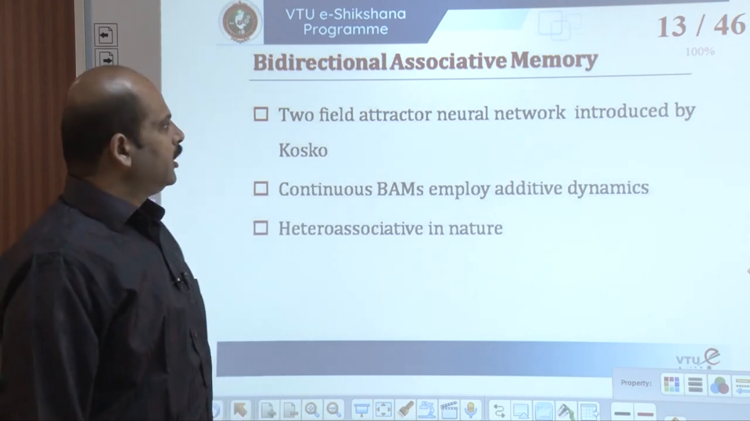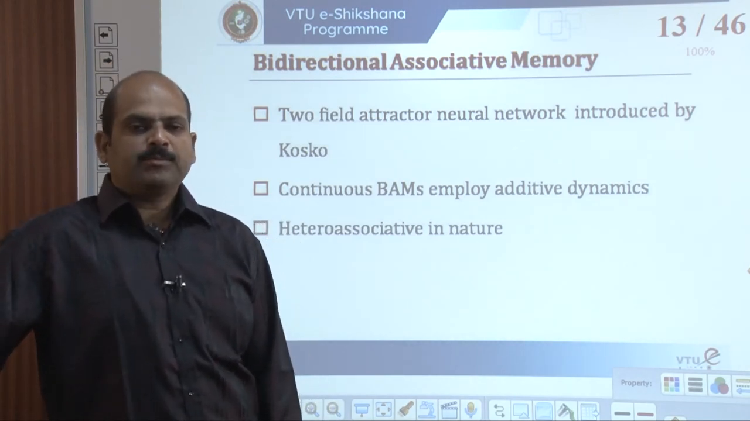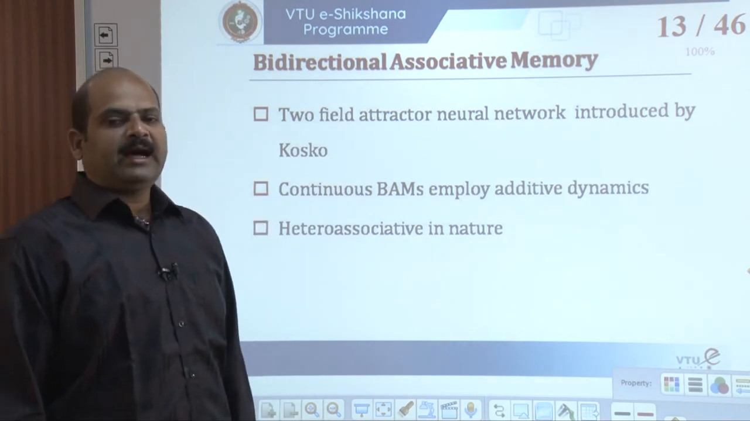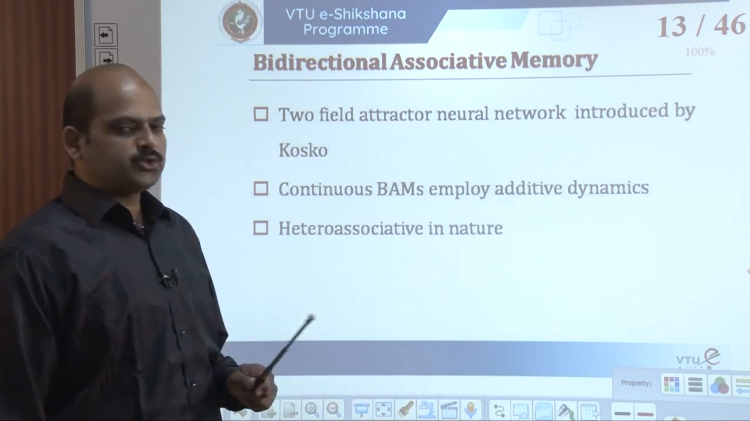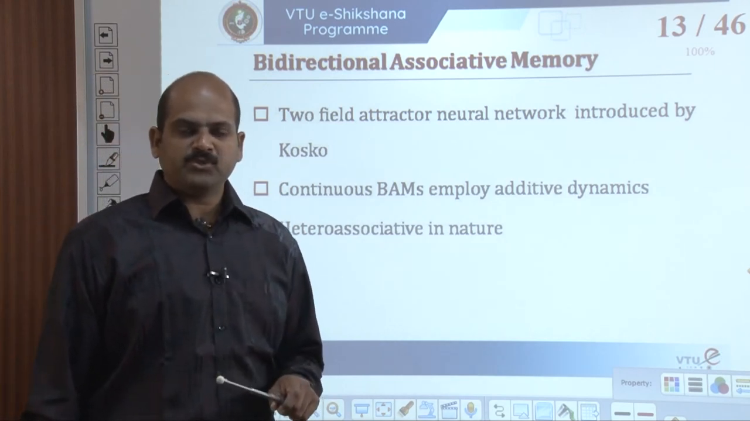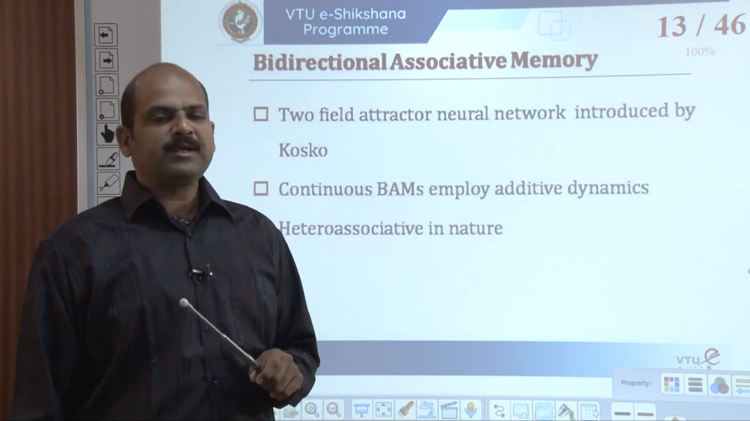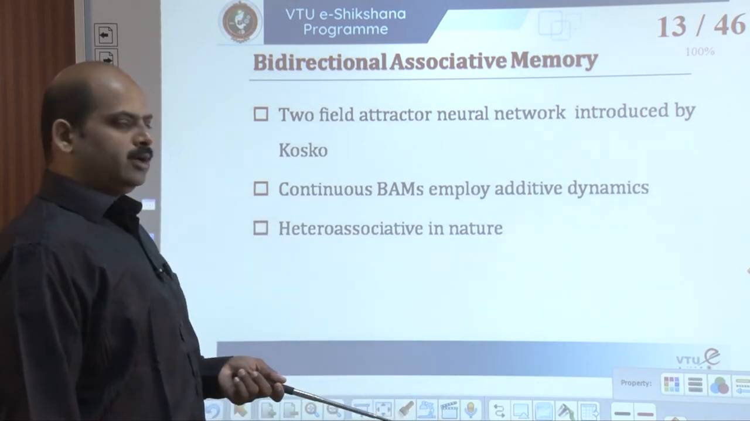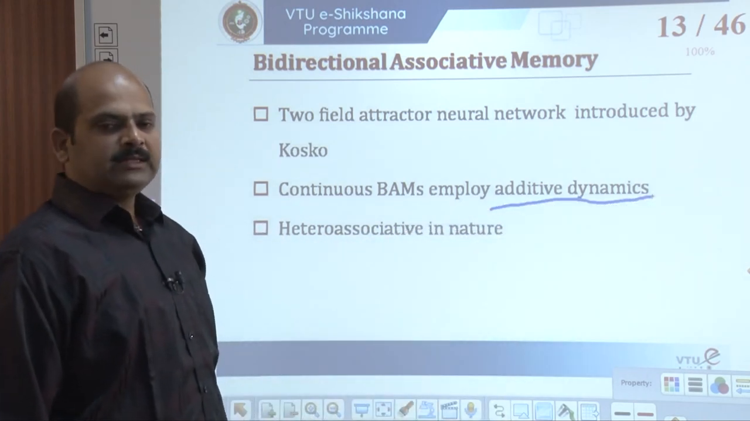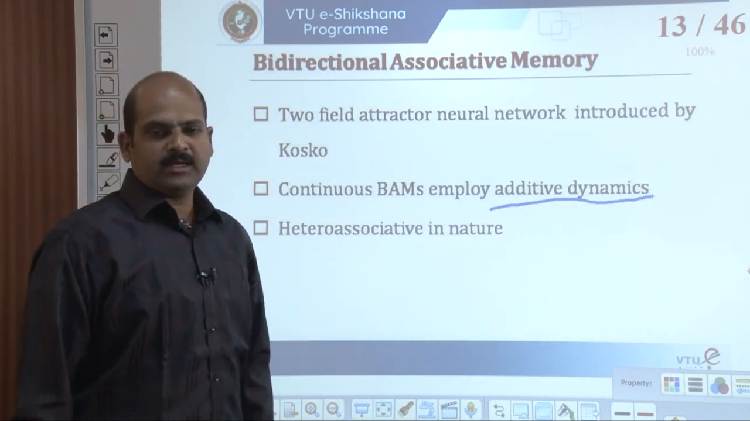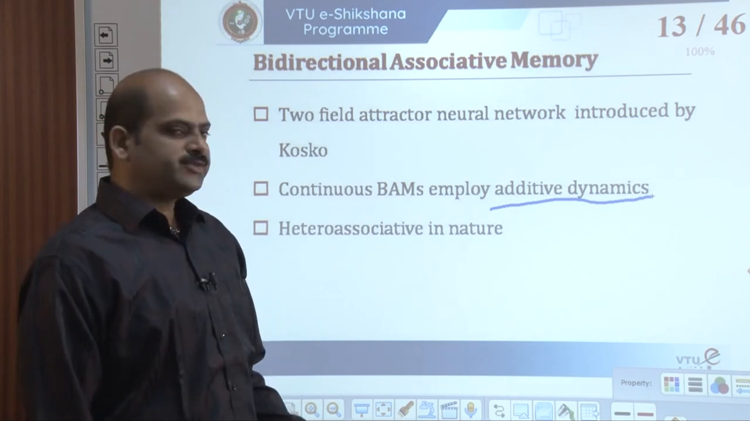Coming to the next one, bidirectional associative memory. What is the bidirectional associative memory in relation to artificial neural networks? The bidirectional associative memory, BAM, is a two-field attractor neural network introduced as a variant of other neural network associative memory models. Continuous BAMs are also present, continuous bidirectional associative memories, which also employ additive dynamics in a fashion similar to that of Hopfield networks. Additive dynamics play a role there. This is different from the shunting dynamics characteristic of Grossberg's adaptive resonance classes of neural networks.